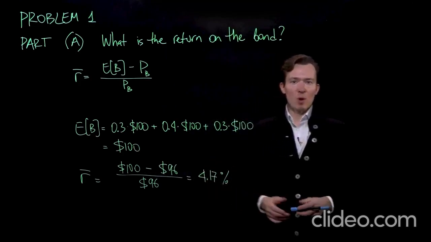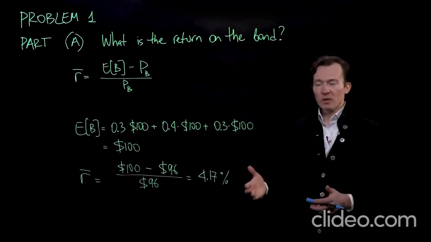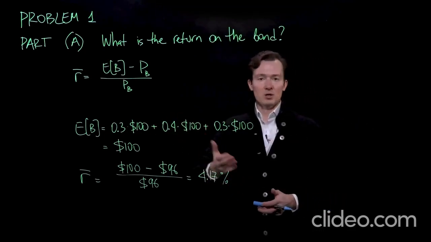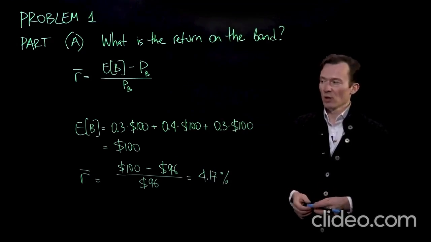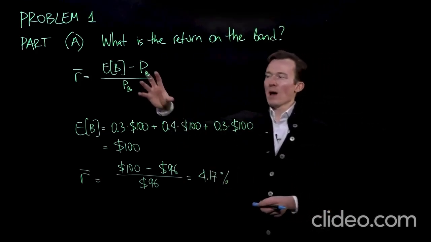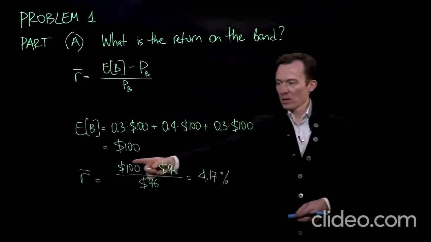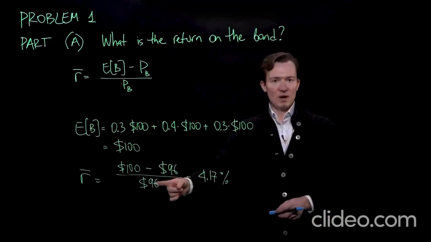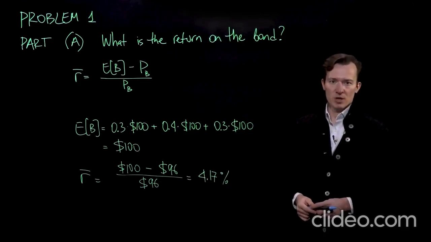And it's very intuitive that the expected payoff on this bond is $100, because in each of the three states we get $100. So no matter which state is realized, we get exactly $100. So therefore, the expected payoff is just 100. So now we know the expected payoff and we know the price of the bond, so we put them back into the return equation, and this gives us $100 minus $96 divided by $96, and that equals 4.17%.